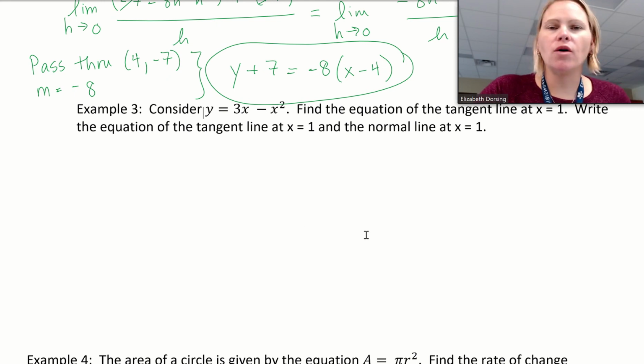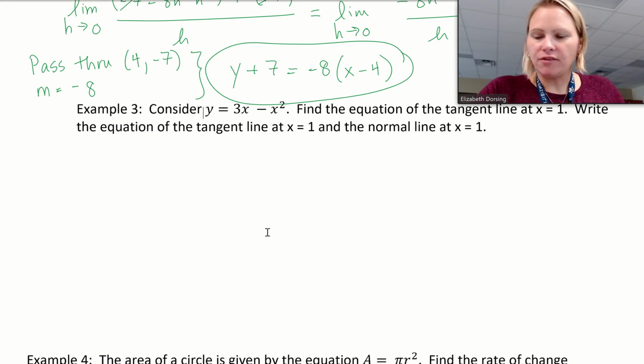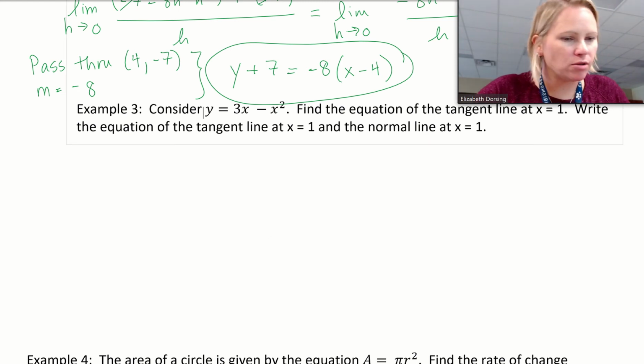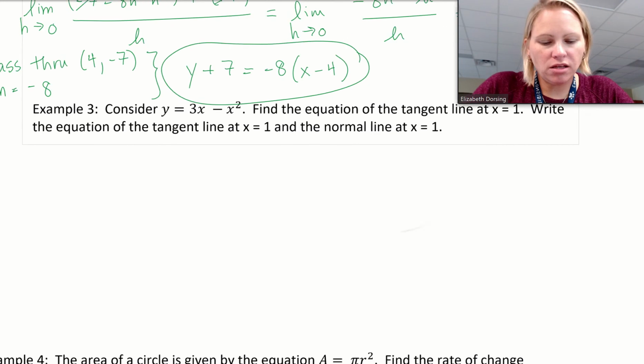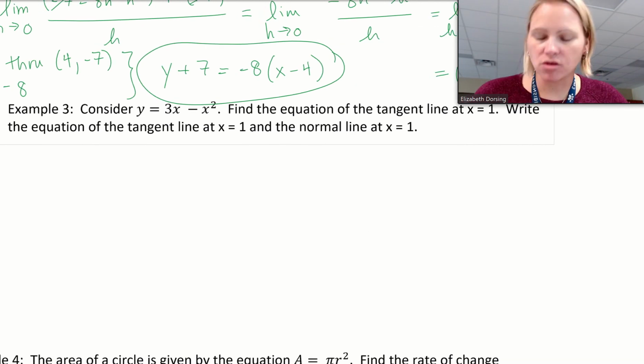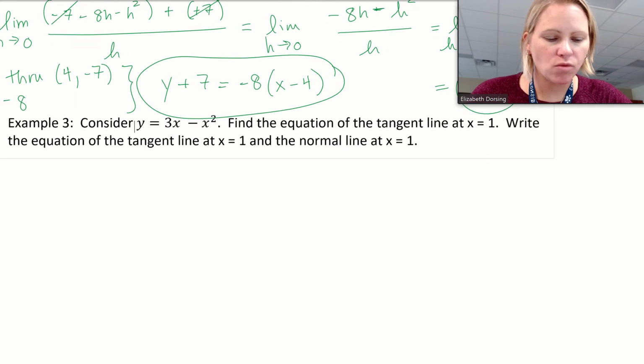So here's another one that we can try, and this might be a great example for you to pause the video and try on your own. But if you'd like to continue on with me, you are more than welcome to do that, and we will do this next problem in much the same way that we did the one above. So consider this equation, 3x minus x squared. Find the equation of the tangent line at x equals 1.